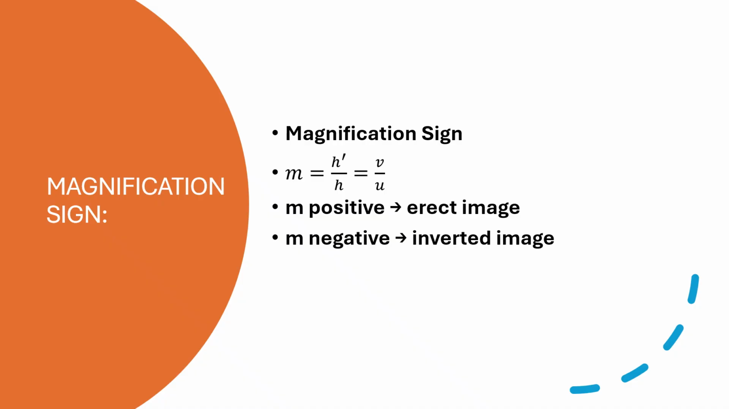Let's understand the magnification sign. The word magnification talks about magnified. So m is equal to h' upon h, which is equal to v upon u. Here again, as we are understanding the sign conventions, when is m positive? When there is an erect image. And when is m negative? When it is an inverted image.